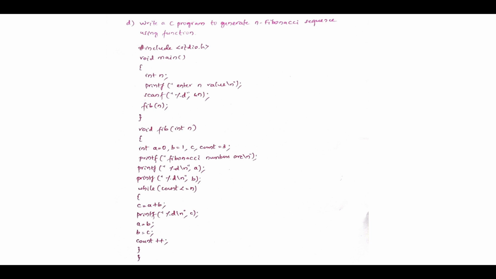That's why we have used the formula C equals A plus B. First, we are going to print the values 0 and 1, and then we are going to calculate the next values by using the formula C equals A plus B and print them on the screen.